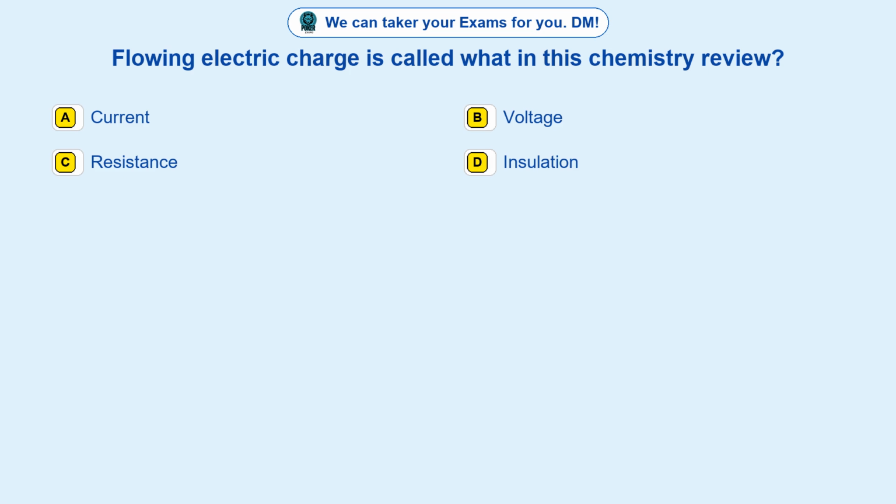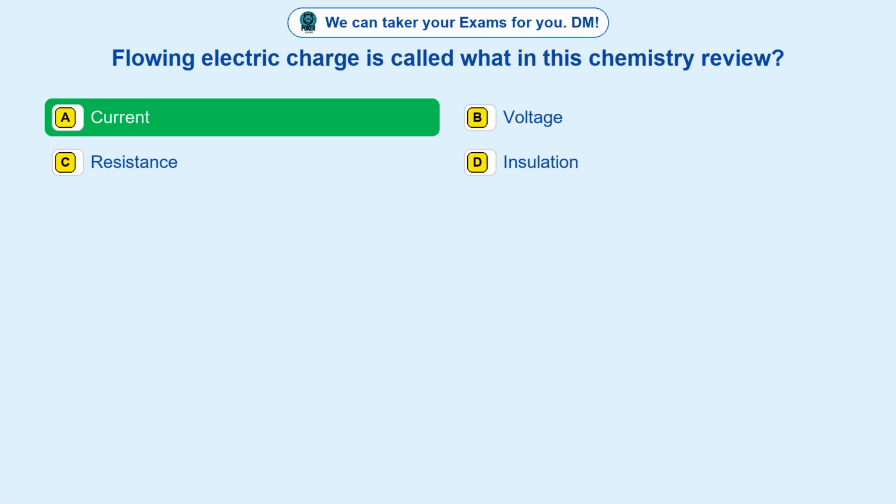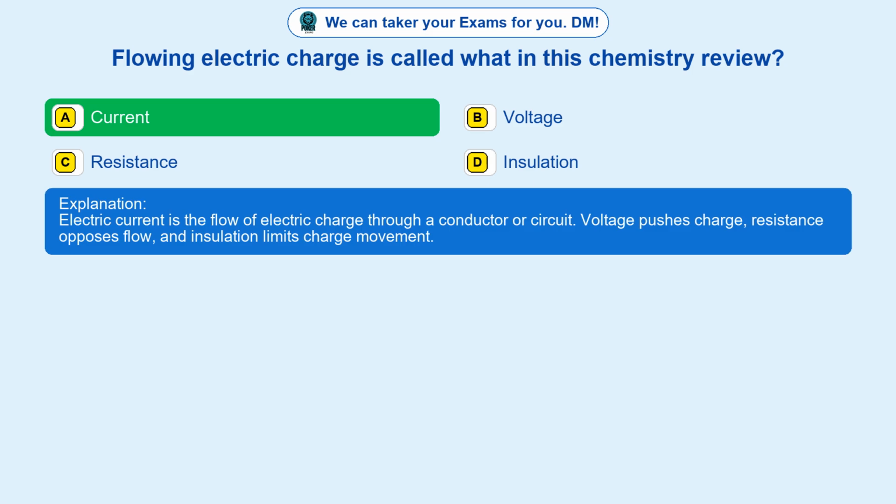Question 69. Flowing electric charge is called what in this chemistry review? Option A, current. Option B, voltage. Option C, resistance. Option D, insulation. The correct answer is option A, current. Electric current is the flow of electric charge through a conductor or circuit. Voltage pushes charge, resistance opposes flow, and insulation limits charge movement.